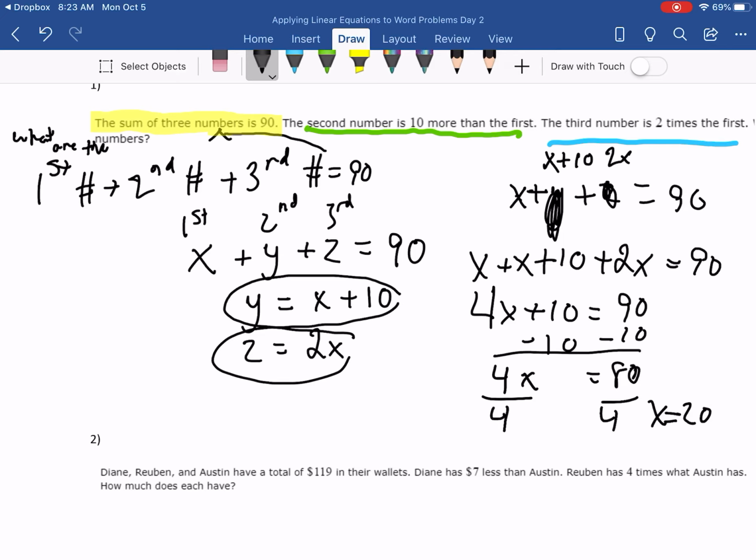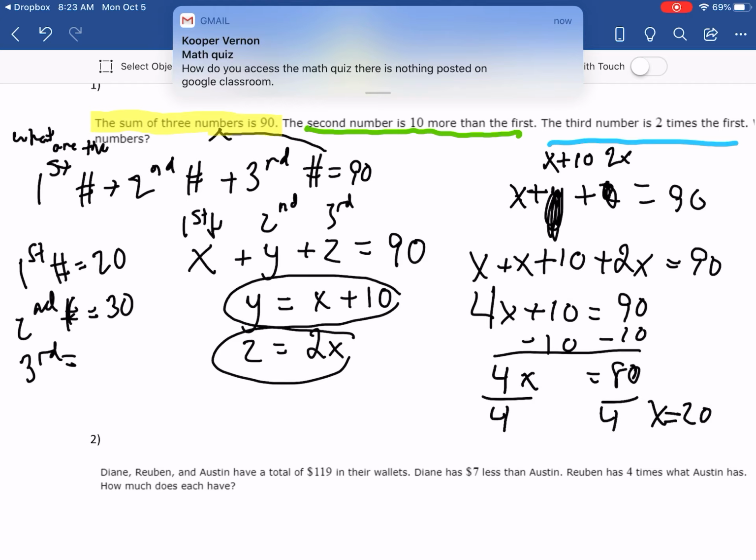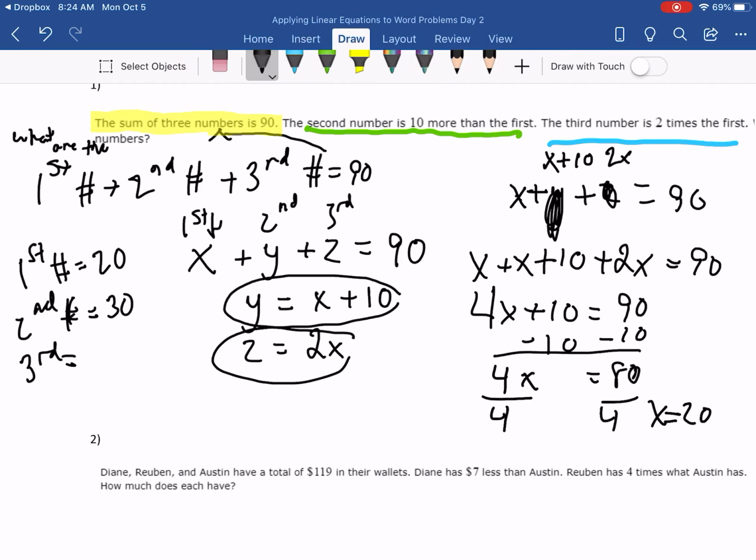Okay, so the first number is x, right? So the first number is 20. The second number, y is equal to x plus 10. So x was 20, that means y is going to be 30. And then the third is equal to 2 times the first number. We know the first number is 20. So 2 times 20, 40. Those are the answers.